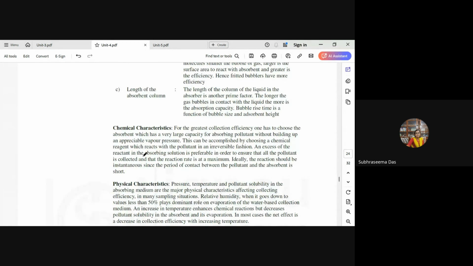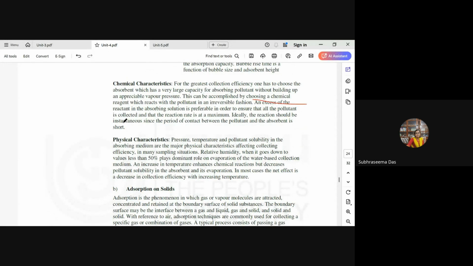The chemical characteristics. For greatest collection efficiency, we have to choose an absorbent which has a very large capacity for absorbing pollutant without building up any additional vapor pressure. This is mostly done by choosing a chemical reagent which reacts with the pollutant in an irreversible fashion. We also need to take into consideration the physical characteristics such as the pressure, temperature, and the pollutant solubility in the absorbing medium, which also are directly related to the collection efficiency. In most cases, if we increase the temperature, it enhances the absorption reaction, but it decreases the collection efficiency here.